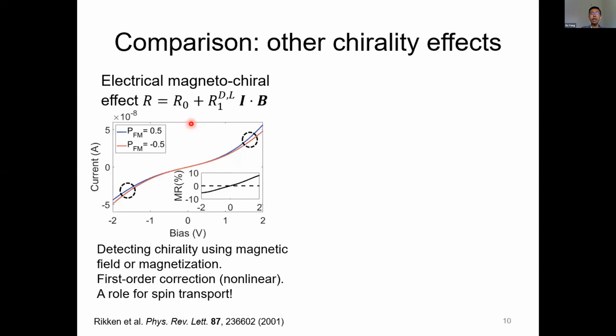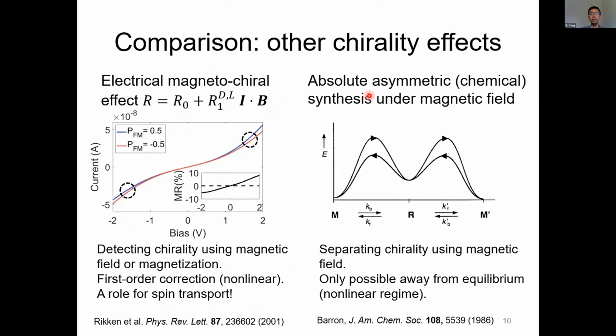What we have to notice here is that this chirality-dependent term is a first order correction to the linear resistance, which is this term over here. So this chirality-dependent part is only observable in the nonlinear regime. And what we show here, the role of magnetization, suggests there's actually a role of spin transport in this phenomenon. Another phenomenon is called absolute asymmetric chemical synthesis.